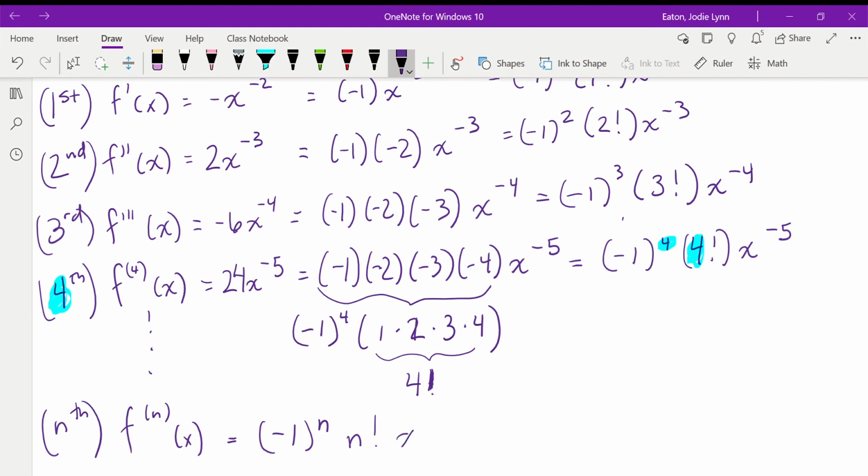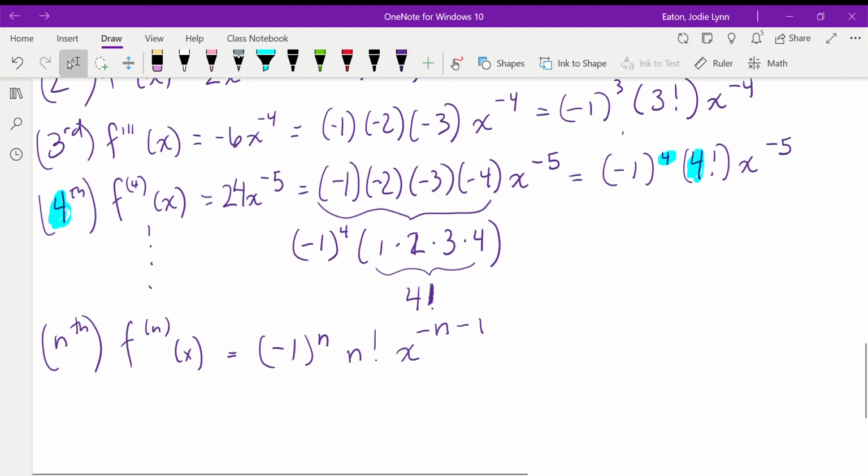And we are going to have x to the power. Notice here, this is a negative number, but it's not negative 4, it's negative 5. When we had 3, it was negative 4. When we had 2, it was negative 3. So it's always 1 less than the negative of our ordinal or our counting number. So this is going to be negative n, but 1 less than that, or negative n minus 1. Or you can put negative in brackets n plus 1, up to you.